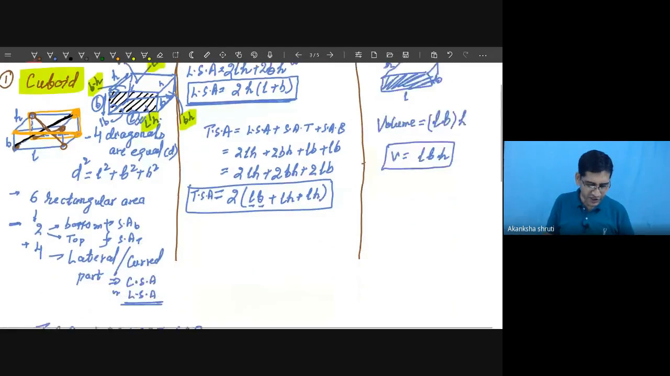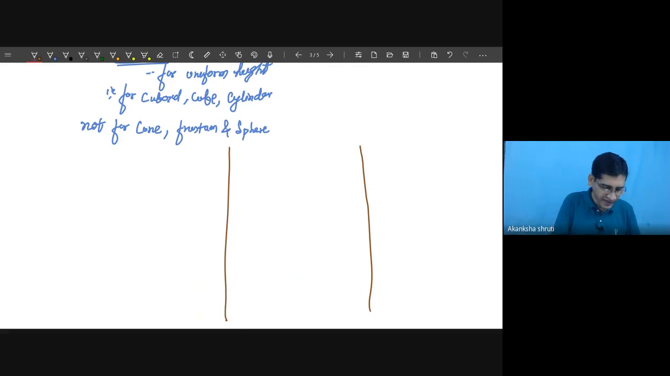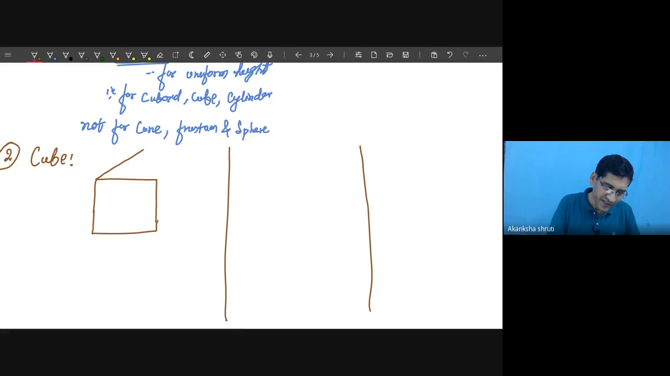Now let us come to the cube. How to go for the cube? Student, the second one is our cube. How is the figure? All the 6 surfaces are equal. Means the squares are placed one over another, so that a three-dimensional object is formed.